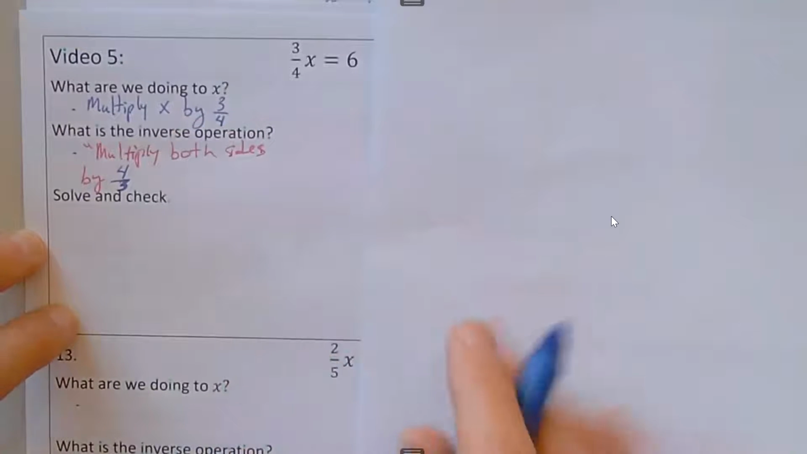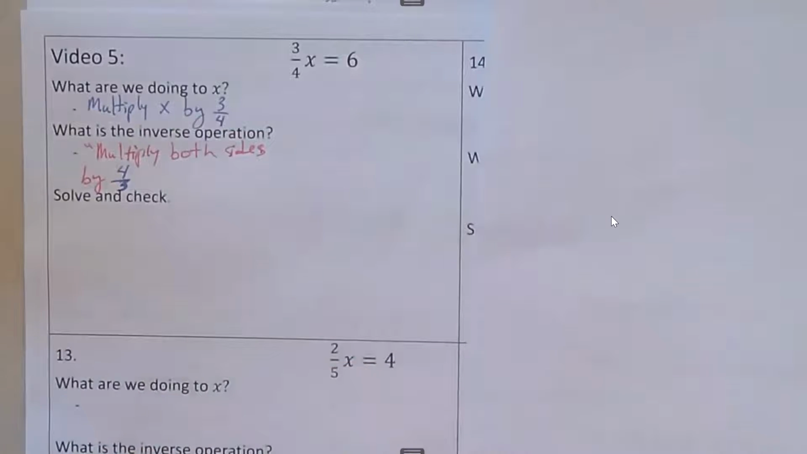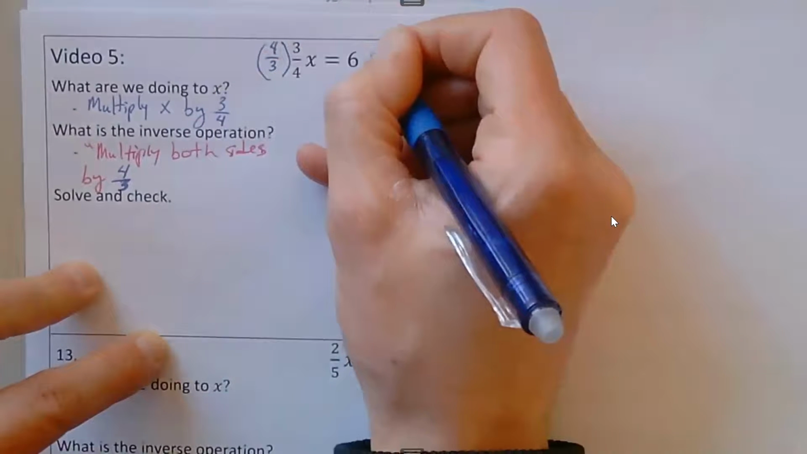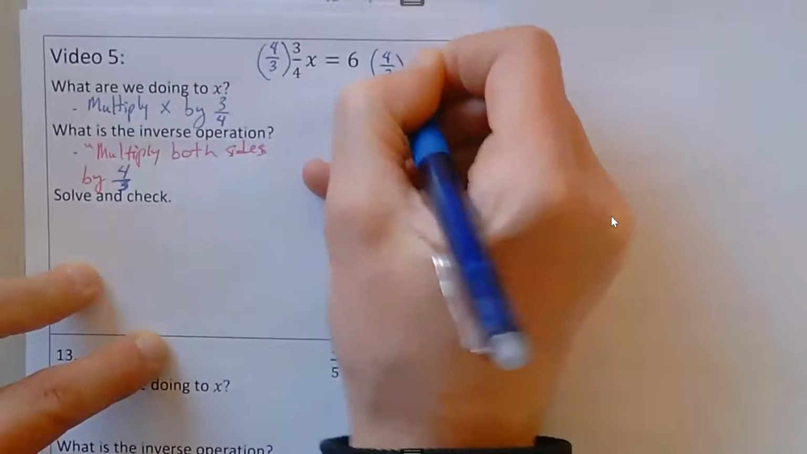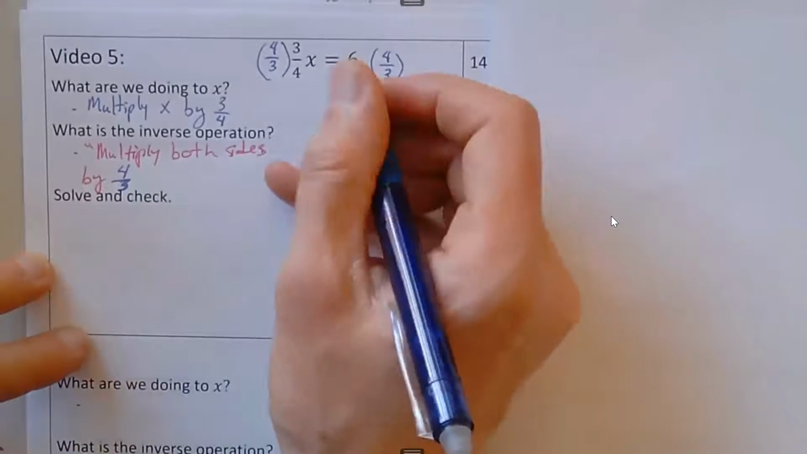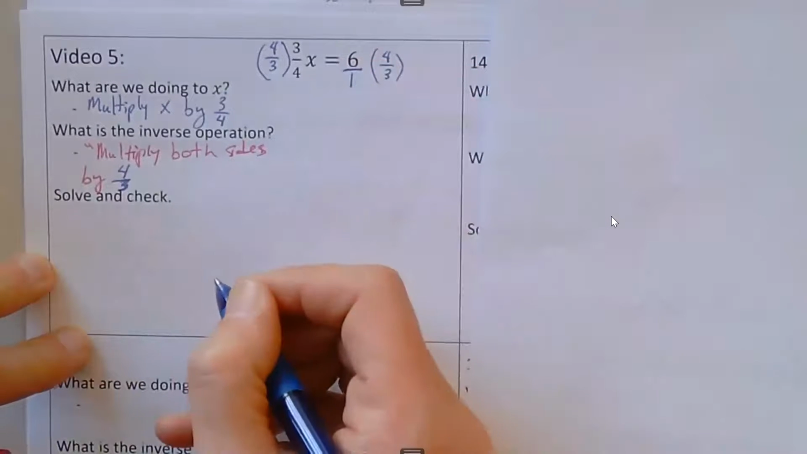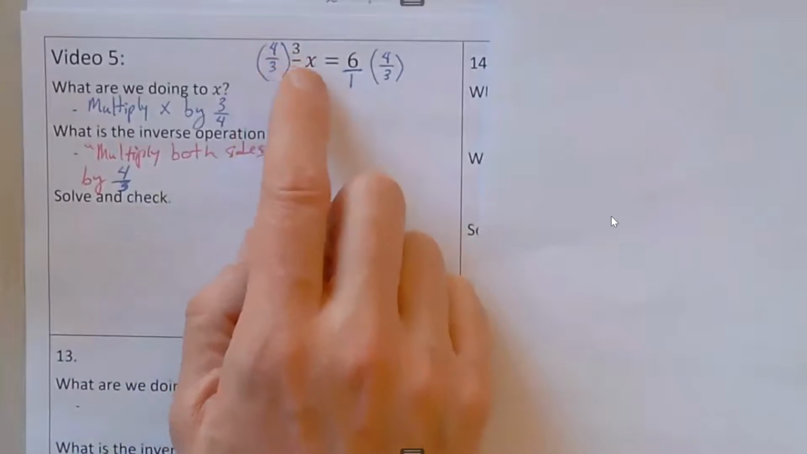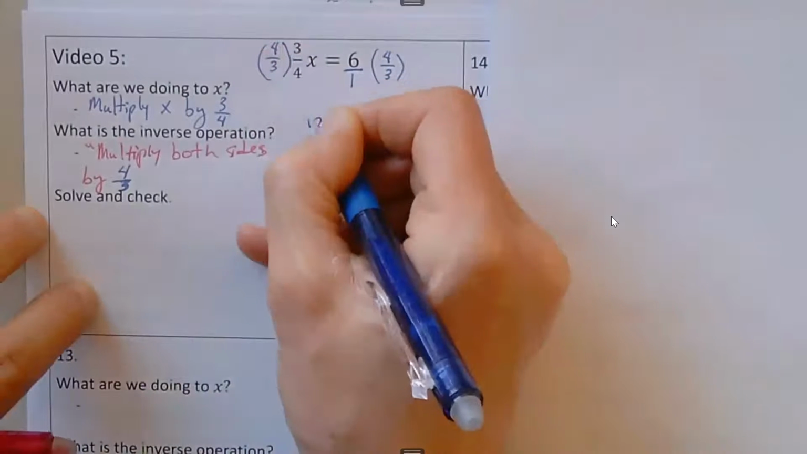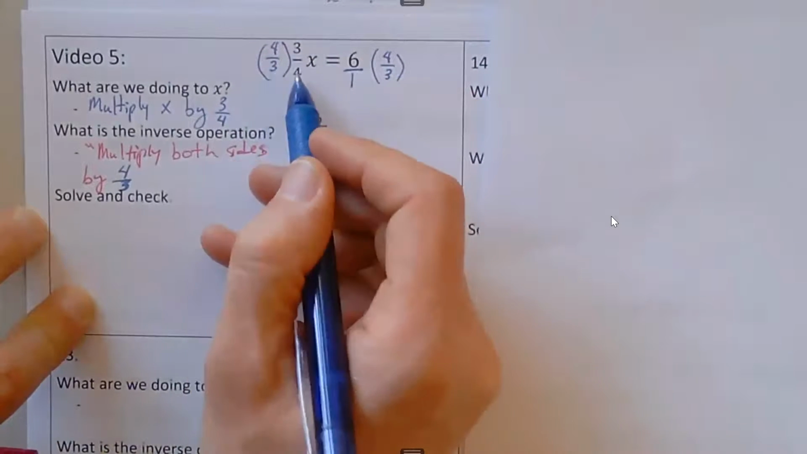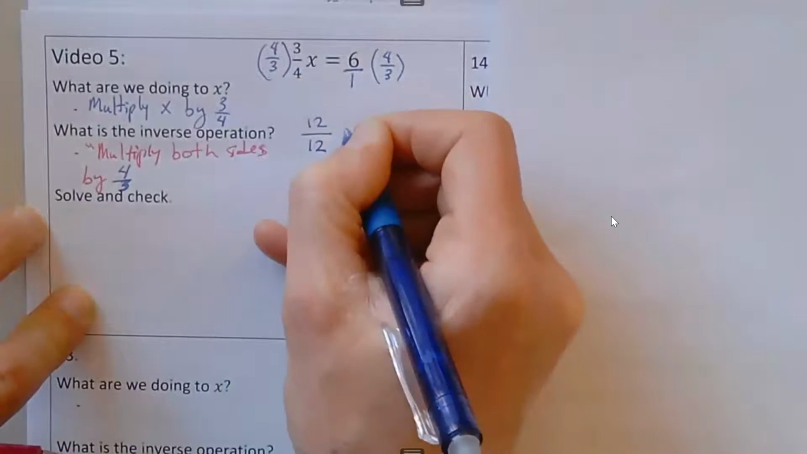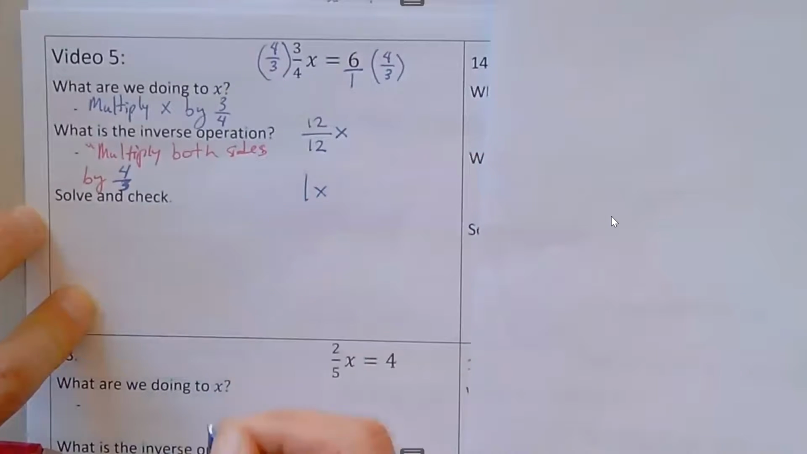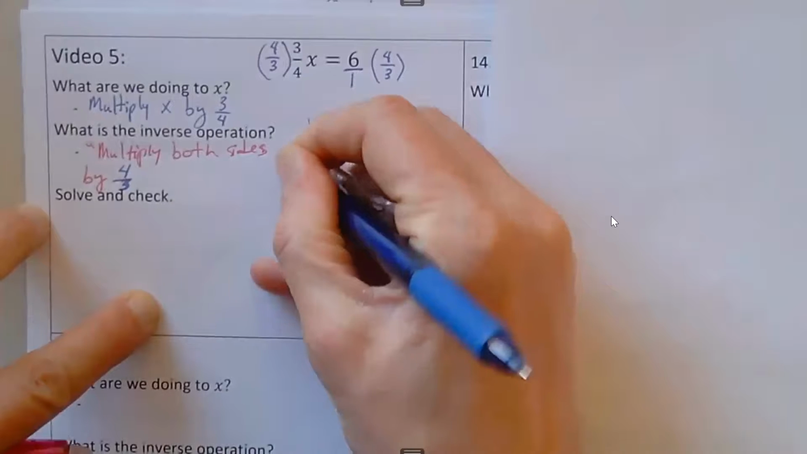And let's show what happens when we do that. If I multiply this side by 4/3, and then I'm going to multiply this side by 4/3. If I'm multiplying a whole number by a fraction, then rewrite the whole number as a fraction with one in the denominator. Okay, so now watch this. On the left-hand side, in the numerator, 4 times 3 is 12. In the denominator, 3 times 4 is 12. So you have 12/12 x. That's the same as 1x. So that's x.